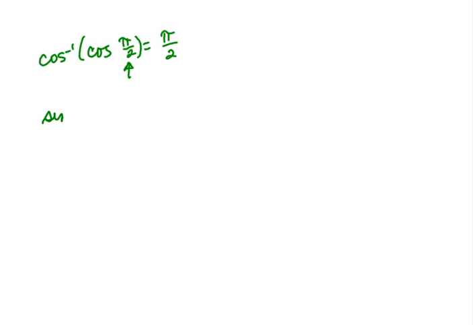If I wanted to do sine inverse of sine of negative pi over 3, that's going to be negative pi over 3 because the angle here is between negative pi over 2 and pi over 2. So if the angle inside that cosine or sine function is in the range of the inverse trig function, then those are going to cancel each other out just to give you the angle that you started with. Okay? But if it's not, that's when you've got to do some thinking about that.